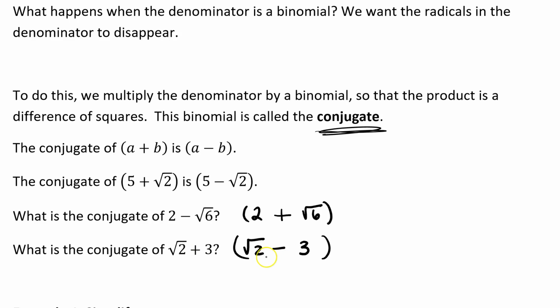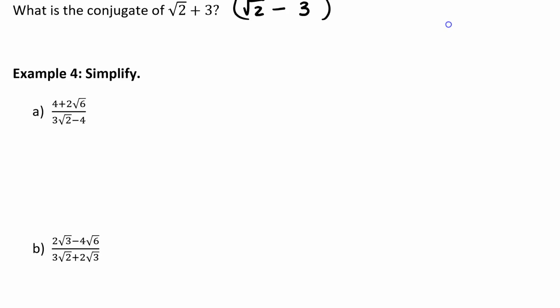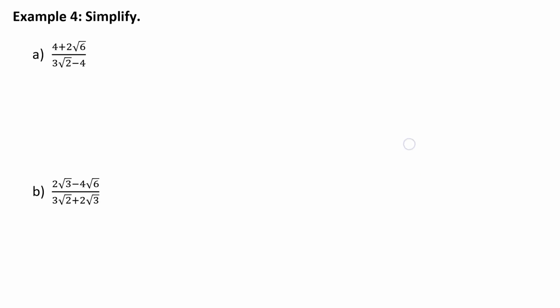So when we multiply by the conjugate, the product is a difference of squares, which means that the middle term with the radical in it simply falls away. So let's do these two examples here.